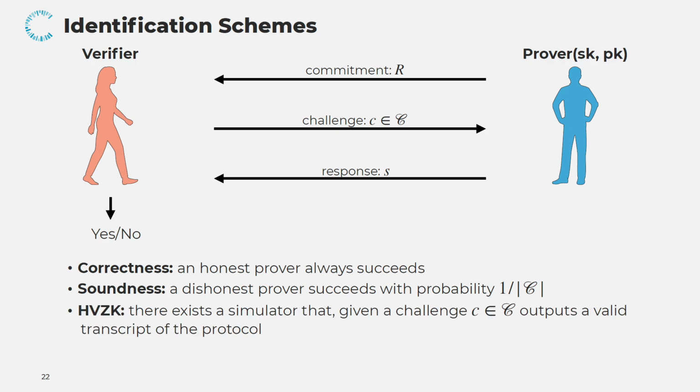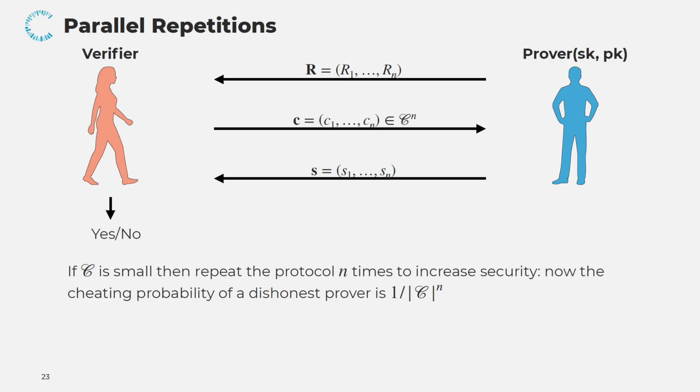We will also require the honest verifier zero-knowledge property, which states that there exists a simulator that, given on input a challenge, will output a valid transcript of the protocol having that challenge as challenge. If the challenge space is small, then the cheating probability of a dishonest prover will be non-negligible, and what we usually do is to repeat the protocol n times in parallel to increase security. Now, instead of having numbers, we have vectors: a vector of commitments, a vector of challenges, and a vector of responses. The cheating probability now becomes 1 over the cardinality of C to the n, which is negligible in n.